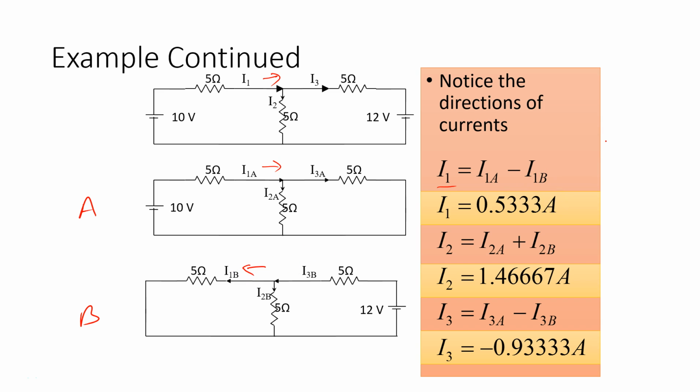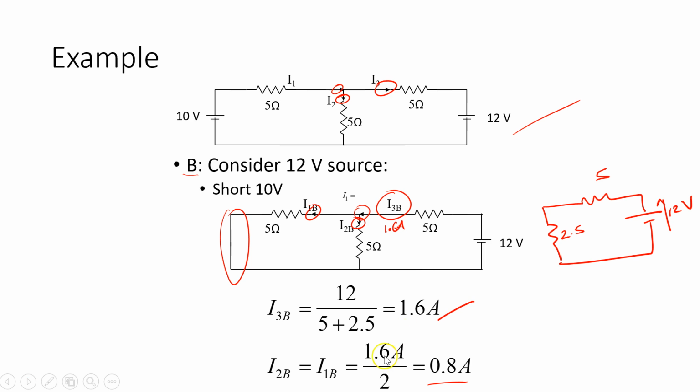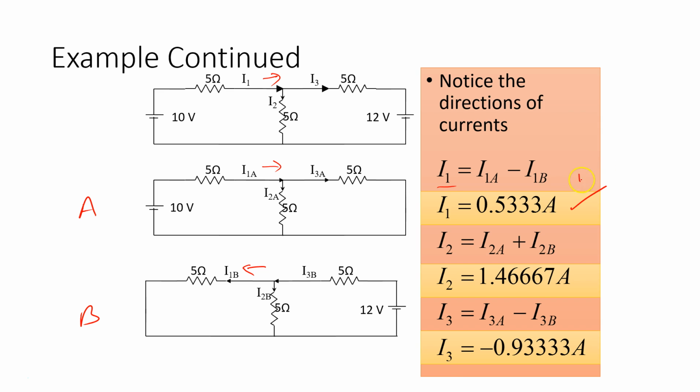And if I look at that, if I combine the results from the previous slides, if I go back here, you'll see I1A is 1.33 and I1B is 0.8. So this is 1.33 minus 0.8, which will give me 0.533. And I do the same thing for I2A and I2B.